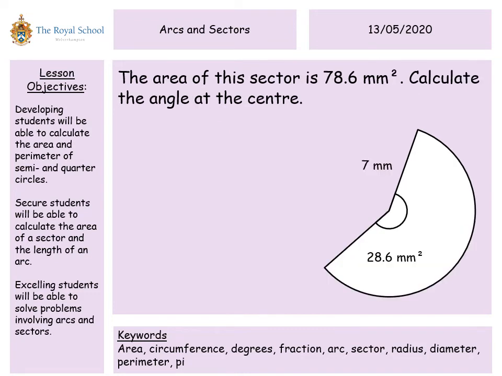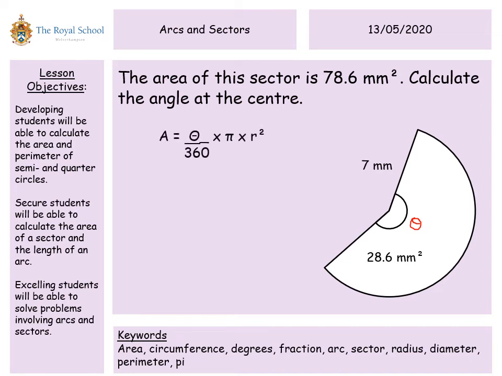So another one here then, if you're feeling confident, you might want to pause the video and have a go at this. If not, you can just continue to listen through and I'll run through the process with you for this one. So we've got an area of a sector here given as 78.6 millimeters squared. Calculate the angle at the centre. So again, we're missing our angle, which I'm going to list as theta here. So let's write out the full process again. We know that the area of a sector is given as theta over 360 times by pi times by the radius squared.